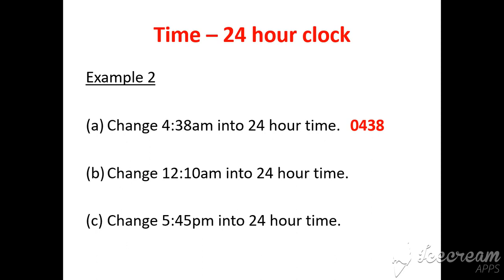What about 12:10 a.m.? Well, midnight is 0000, and this is 10 minutes past, so it's going to be 0010. And finally, 5:45 p.m. Well, 5 is equivalent to 1700 in 24-hour time, so it's going to be 17:45.